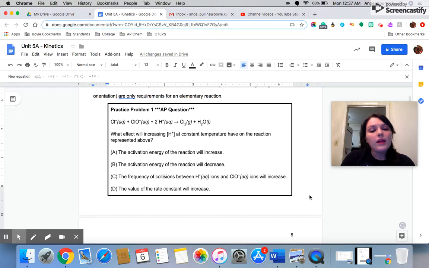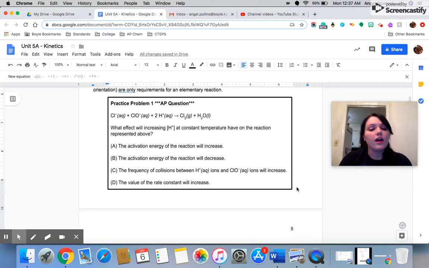So, in practice problem 1, we have the reaction between a chlorine ion and a hypochlorite ion and a hydrogen ion, and they're reacting to make chlorine gas and water, okay? So the question is, what effect will increasing the concentration of the hydrogen ion at a constant temperature have on the reaction represented above? Option A says that the activation energy of the reaction will increase.